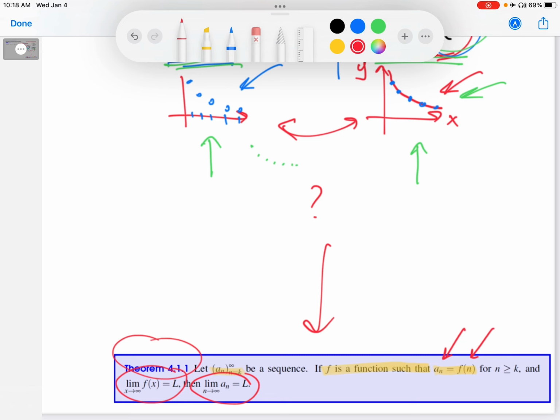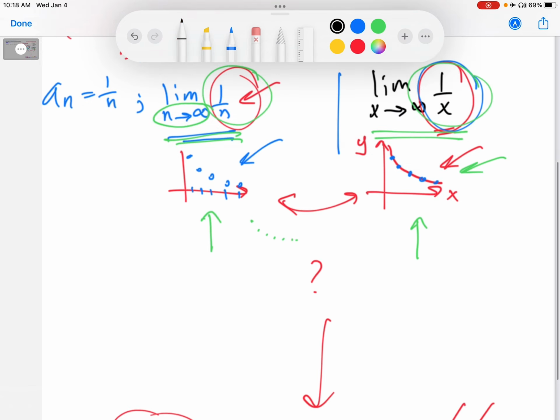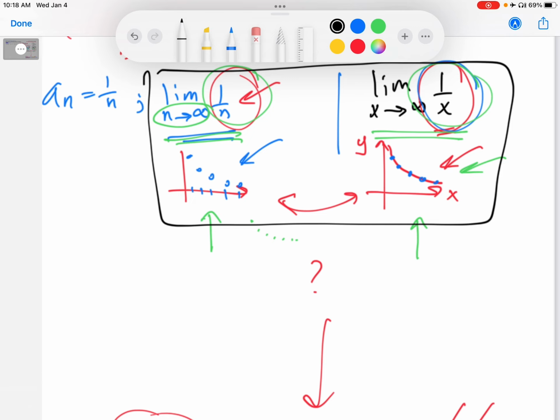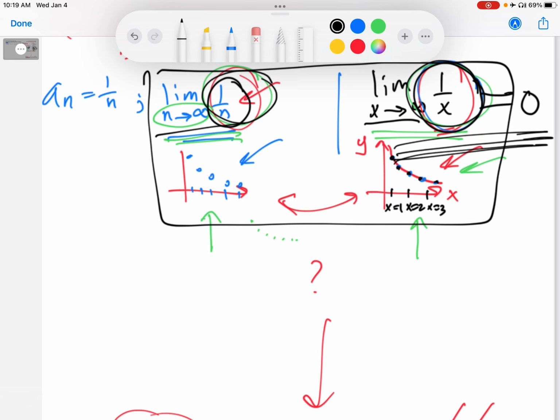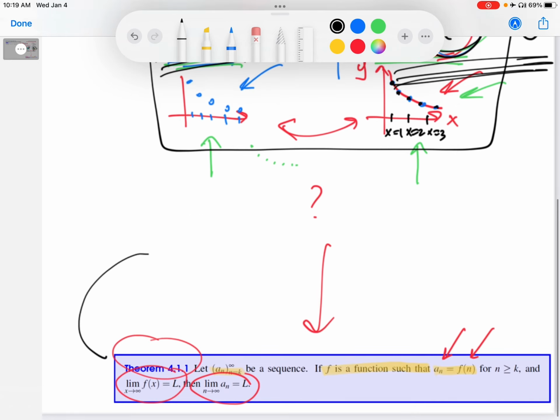So this theorem formalizes exactly what your intuition would expect from this picture. 1 over x, as x goes to infinity, tends to 0. We talked about that in Calculus 1. There are all sorts of ways that you can rationalize that. And therefore, because 1 over n is literally the y values of 1 over x when the x values are positive integers, if this tends to 0, then of course this limit should also tend to 0. That's all this theorem is saying.